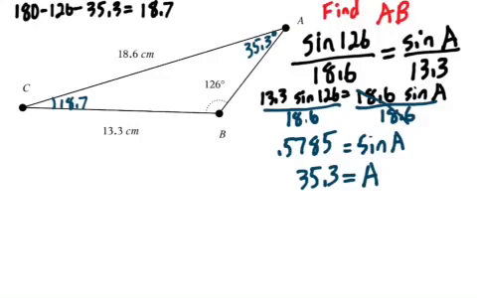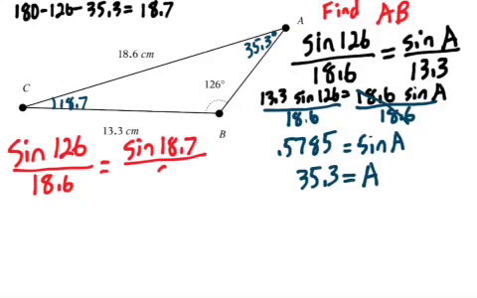Now that I know big C, I can set up a law of sines again to solve for little c. So we got sine of 126 over 18.6 is going to be equal to sine of 18.7 over c. So I'm always going to use, if I know an angle and its opposite, I'm going to keep using it in the problem. Alright, let's cross multiply.